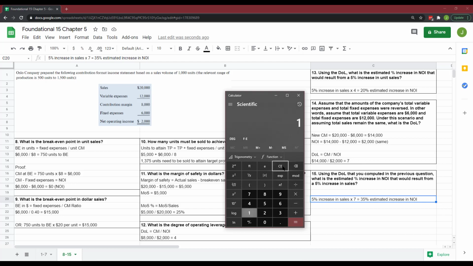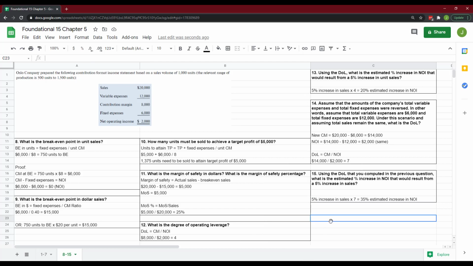Or in other words, we take 1.35 times 2,000, our new net operating income would be about $2,700 by our estimates. But again, you would plug in to that contribution format income statement to confirm that you are left with $2,700. So that's a good idea to practice that.